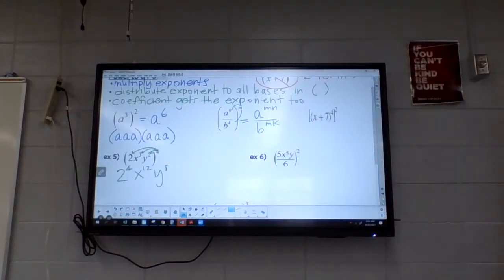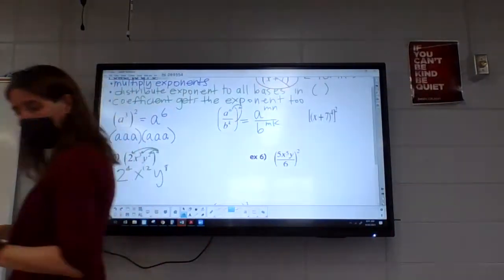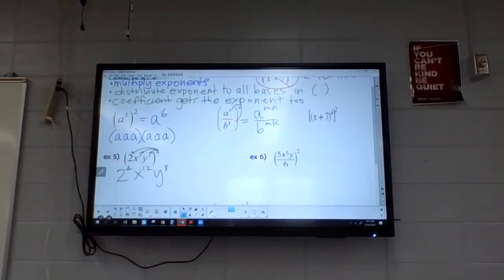Coefficient gets the exponent too. We're not quite done with this problem yet, but we'll finish it here in a second. Let's get it finished already.